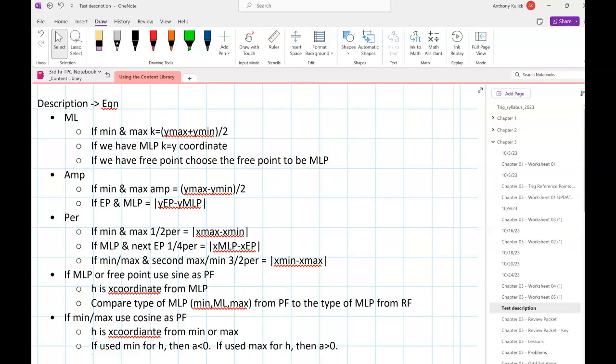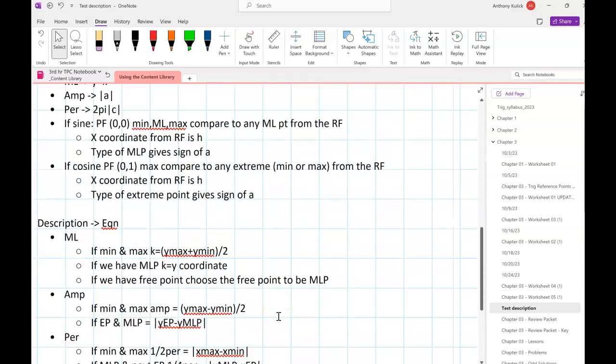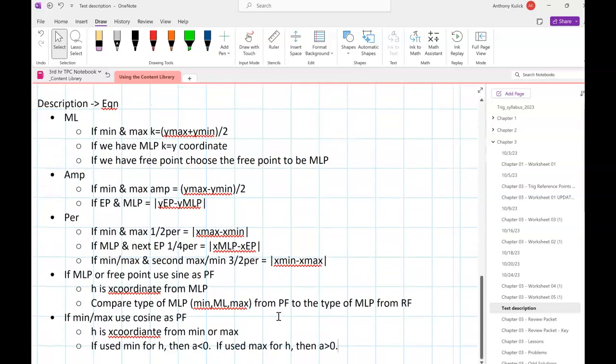If you have a min or a max, then we'd use cosine as your parent function. The h will just be the x-coordinate from either your min or your max. And if you use the minimum to get your h, your a is going to be negative. And if you use the maximum to get your h, the a would be positive. And I think that kind of does it, right? For notes, I think that would be pretty good. At least to me, it seems like I have everything I would need to do that.